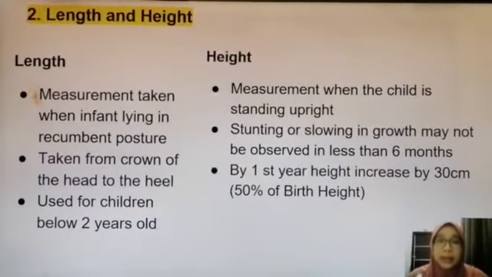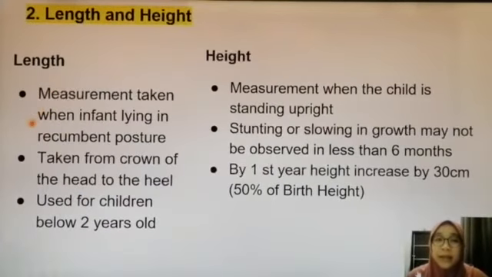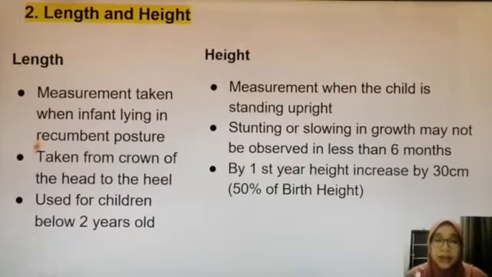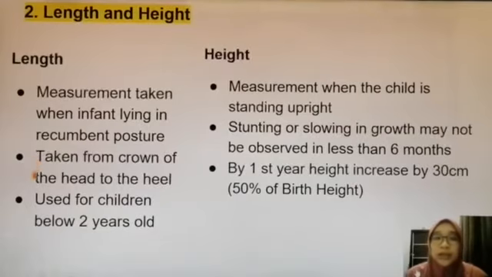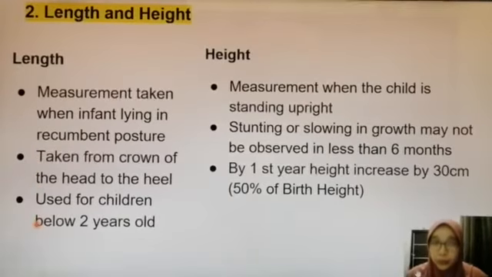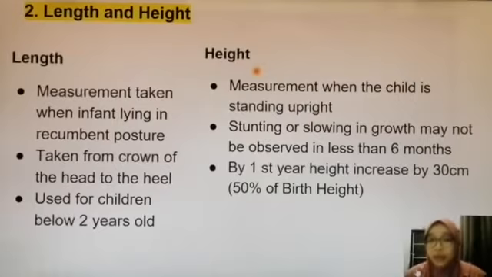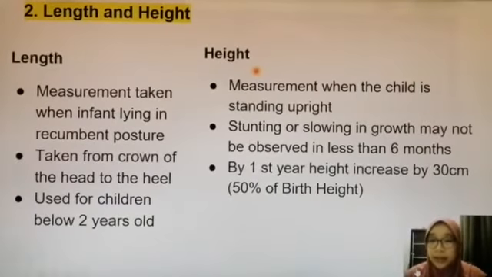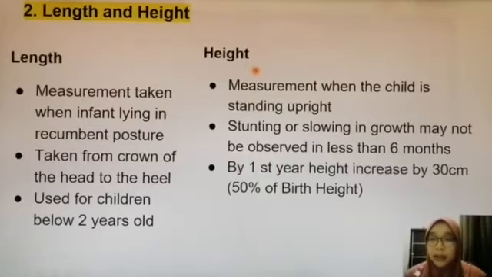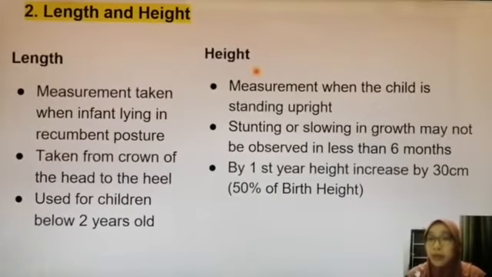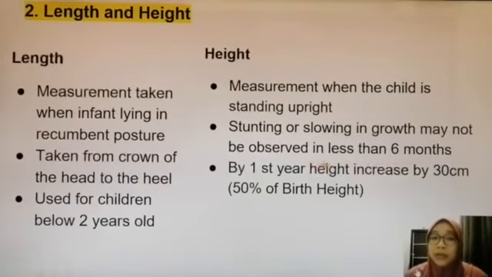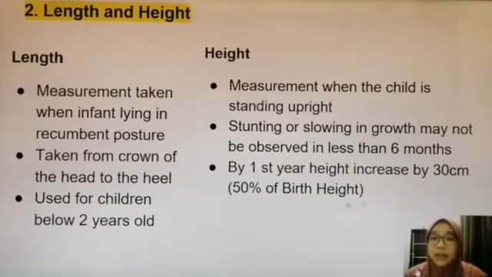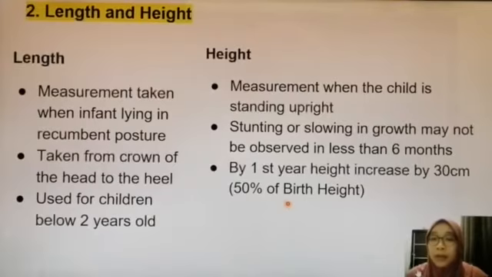What is length? Length is a measurement taken when the infant is lying in a supine position. It is taken from the crown of the head to the heel, usually used for children below 2 years old. Height is a measurement when the child is standing upright. So we take their height when they are able to stand on their own. Stunting or slowing in growth may not be observed in less than 6 months. By the first year, height will increase by 30 centimeters, which is 50% of their birth height.